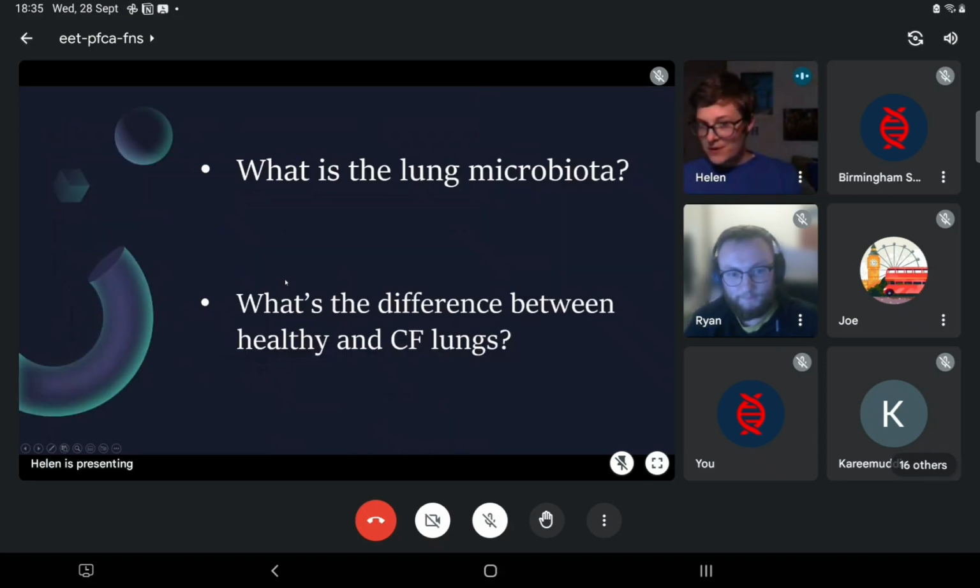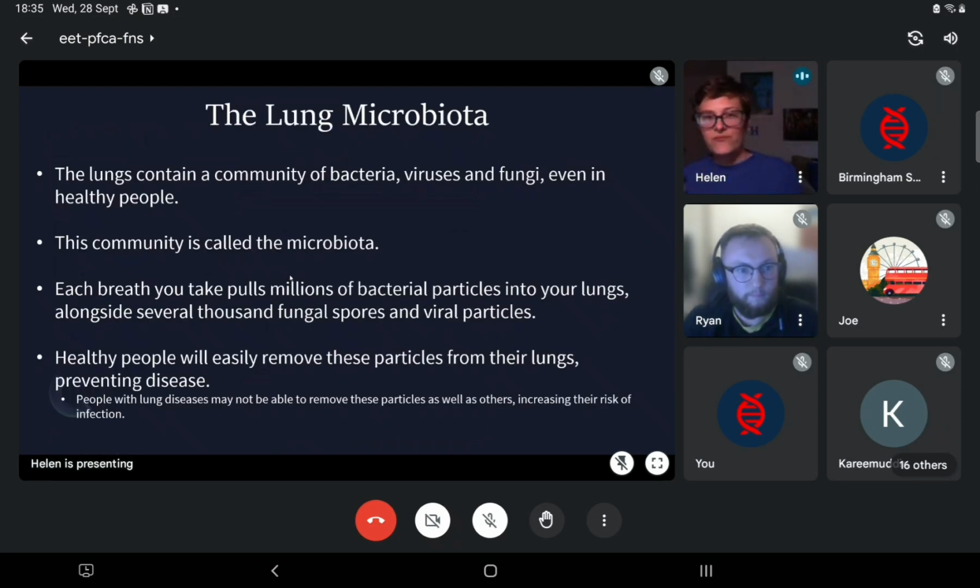What is the lung microbiota, and what is the difference between a healthy lung and a cystic fibrosis lung? Ryan's touched on this a little bit, so I'm just going to give a really rapid overview. Basically, the lungs were once thought to be sterile, and when I say once thought, I mean like 20 years ago. It's only recently that we've come to realize that actually there are things living in there, a really big community of bacteria, viruses, and fungi.